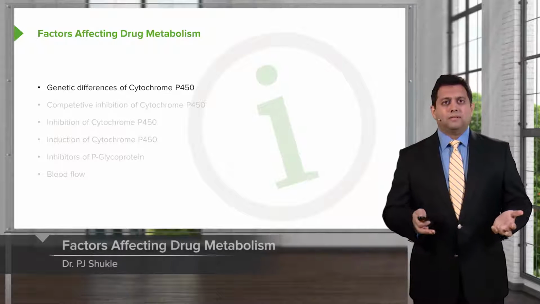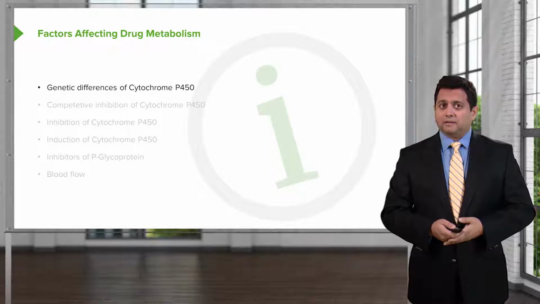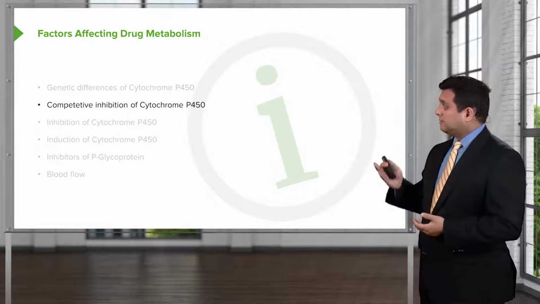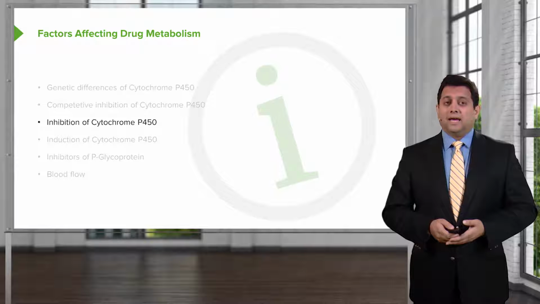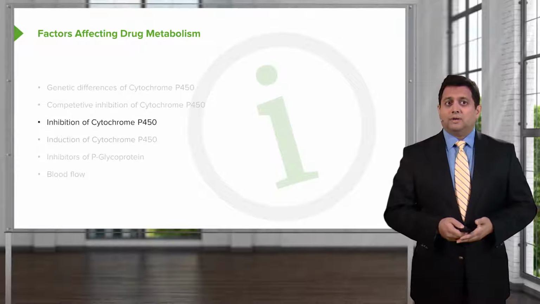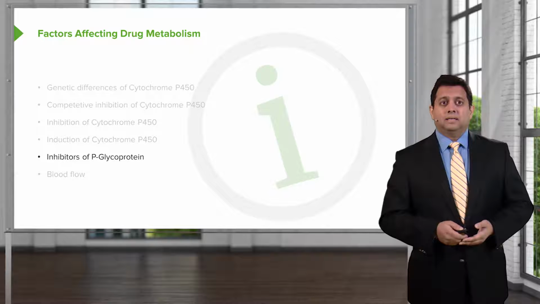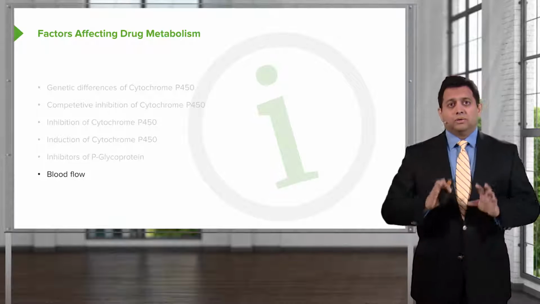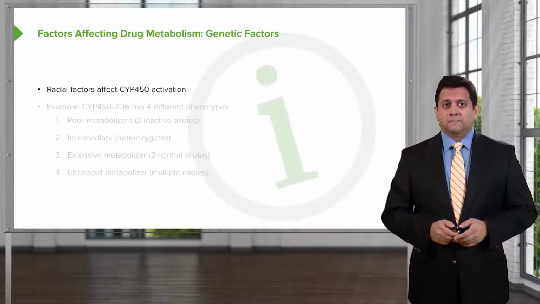What are the factors that affect drug metabolism? Well, you have genetic differences of cytochrome P450. You can have competitive inhibition of cytochrome P450. You can have direct inhibition. You can have induction. You can inhibit P-glycoprotein, and you can alter blood flow. So all of these things are going to affect the way that we metabolize our drugs.